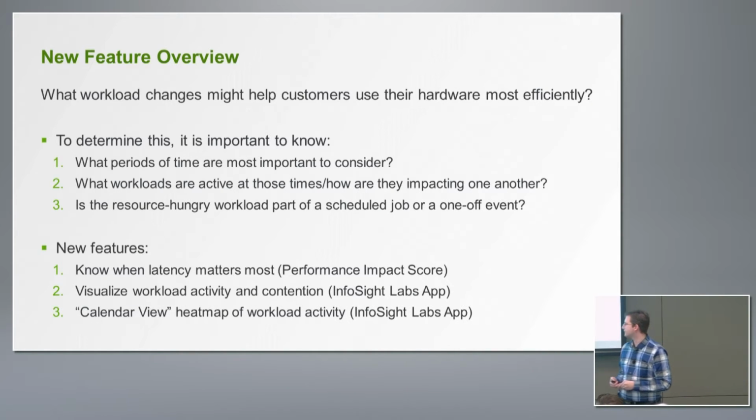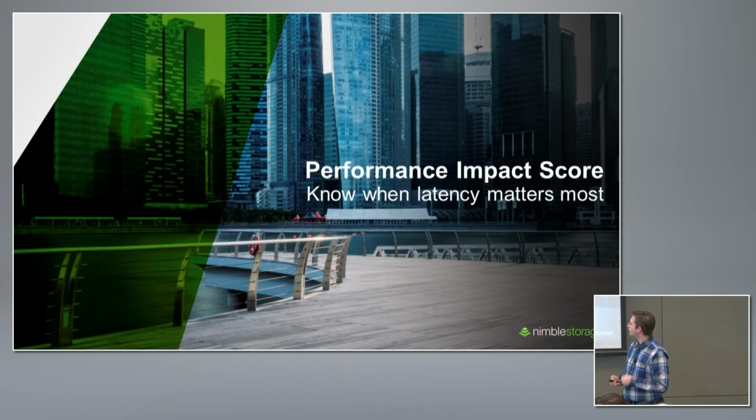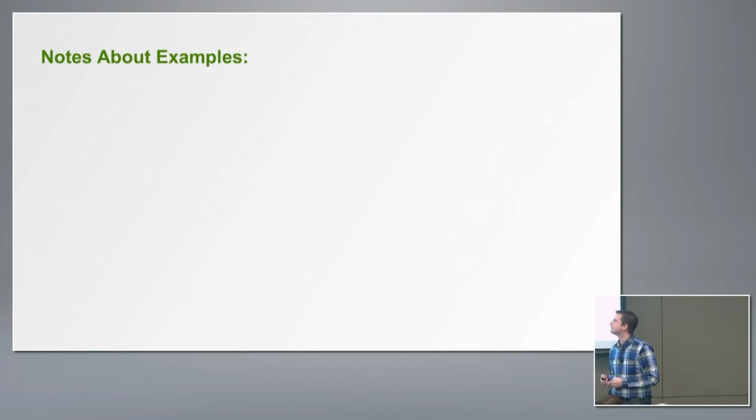And then last but not least, calendar view, a heat map of workload activity. Again, to provide that additional transparency that we've seen customers and our SEs and support technicians asking for. So I'll start with the performance impact score. I think that's one of the more interesting, really data science elements of this discussion.